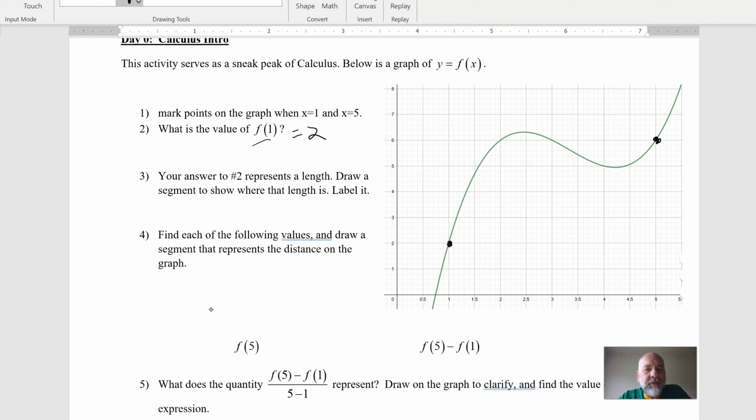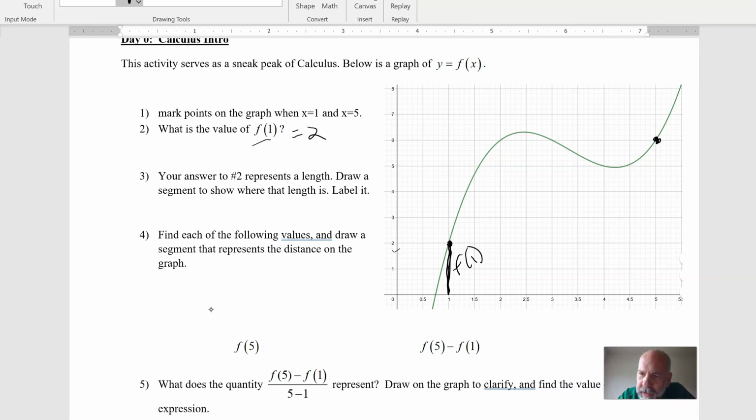Your answer to number 2 represents a length. Draw a segment to show where that length is, and label it. This is always a little bit tricky because there's a little bit of read my mind going on here. But the segment I'm going to think of is that distance right there is f of 1. It's that length is f of 1. And for each of the following values, find each of the following values and draw a segment.